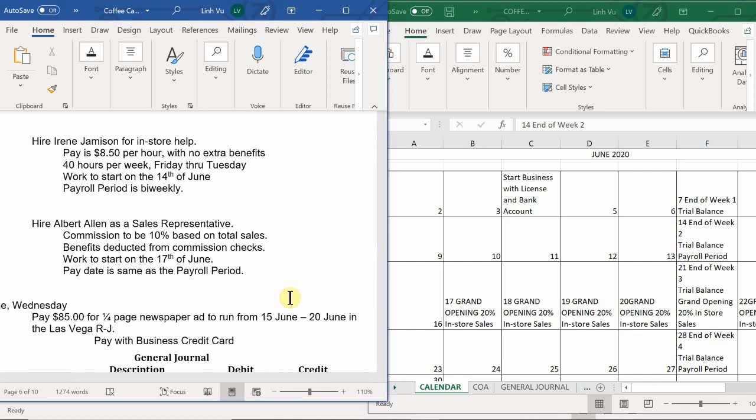We hire Albert Allen as a sales representative. So what does that mean? What does that tell us? What does a sales representative mean? It doesn't have a rate. It has a commission.